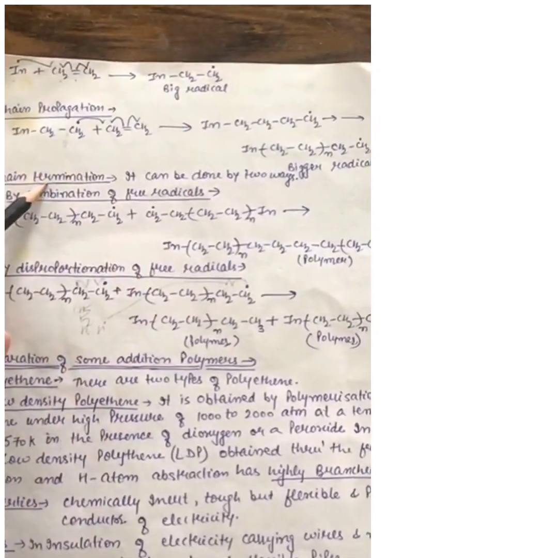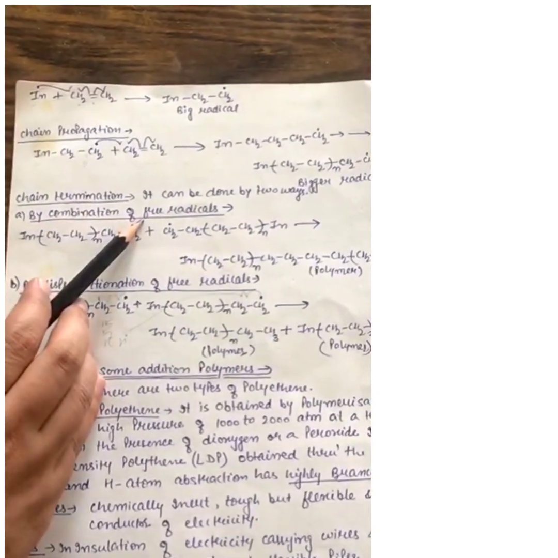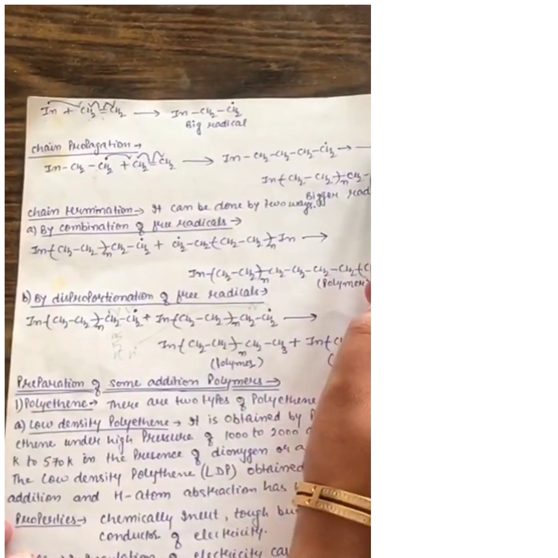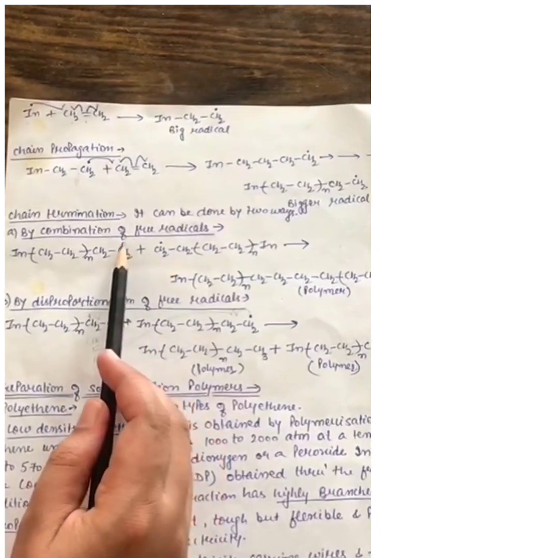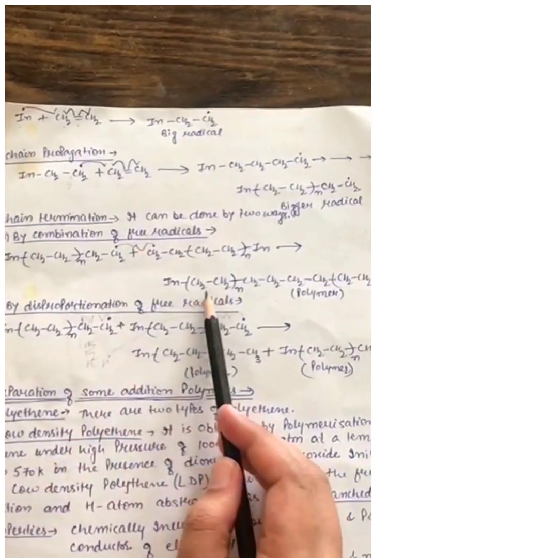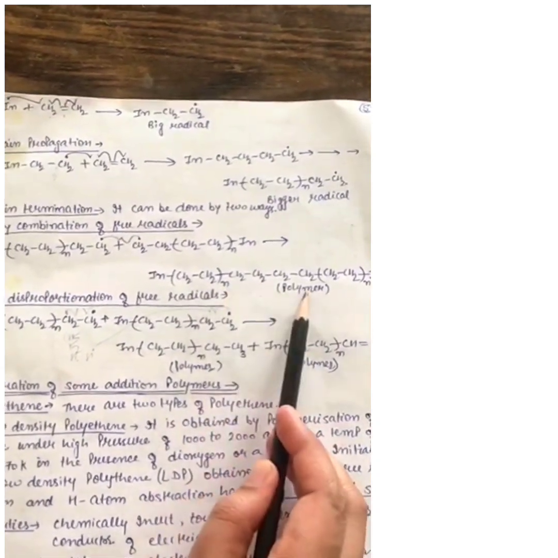This termination can be done in two ways. First is by combination of free radicals. Out of these growing radical chains, we will consider any two chains like this, and we will join these two radicals, and thus we will get our polymer of desired length.